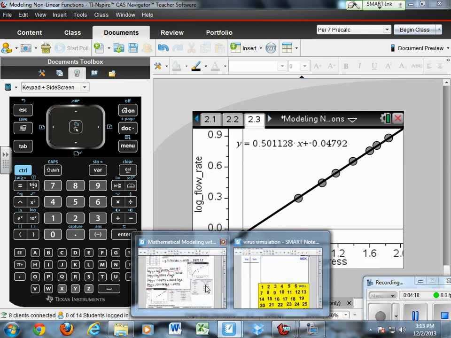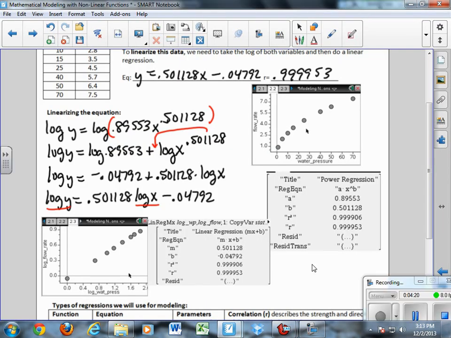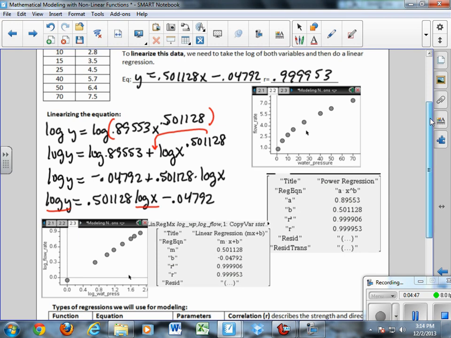So going back to my notes here. You can see too, here's the power regression of the original data, here's my A and my B values, here's my R value. If I do a linear regression of the log of both variables, notice there's my slope and my y-intercept, which come from taking the log of both sides of this equation, and there's my R value, same R value. So both exponential and power functions can be linearized and therefore have R values.